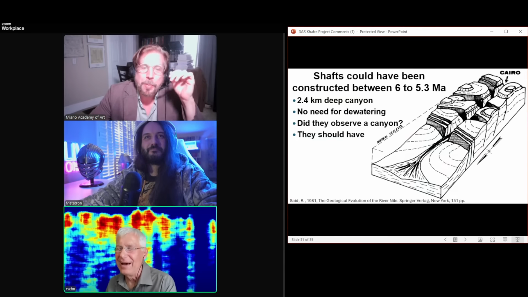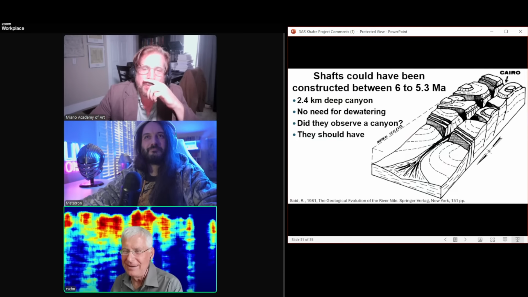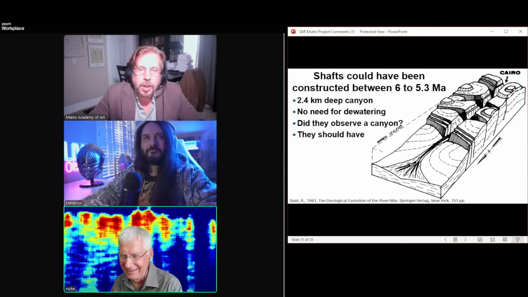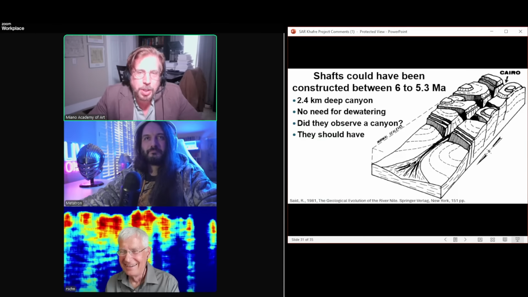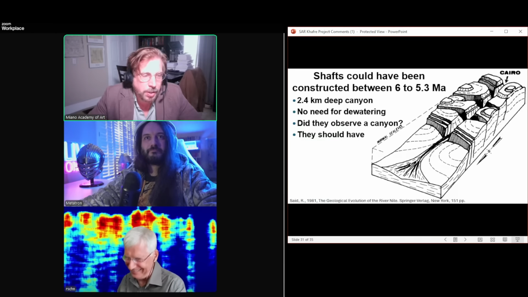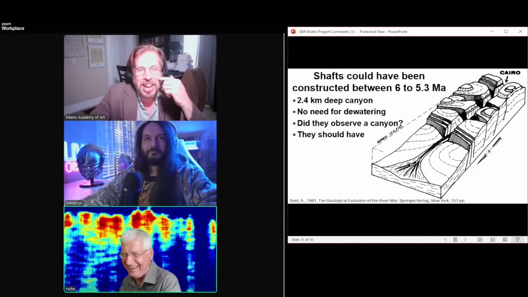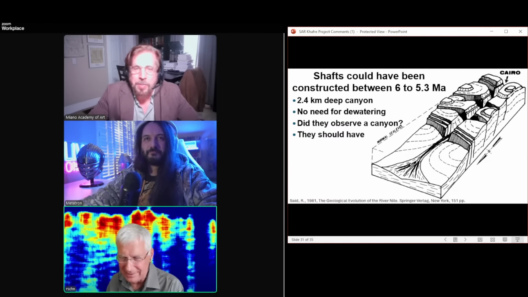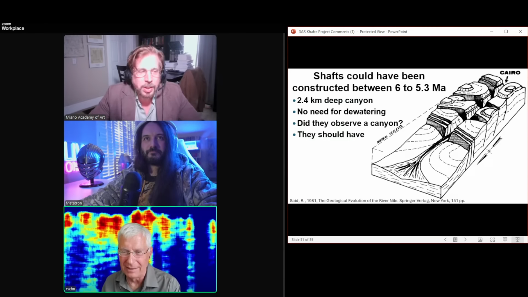You don't even have to do that, because it turns out that there was a time. If you want to date when they could have actually done this, you could have done it between 6 and 5.3 million years ago. That's basically the only viable time to have constructed this, because during that time the Mediterranean evaporated. It got pinched off by Gibraltar, and the entire Mediterranean Ocean disappeared.